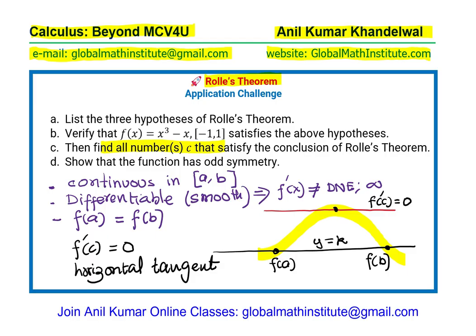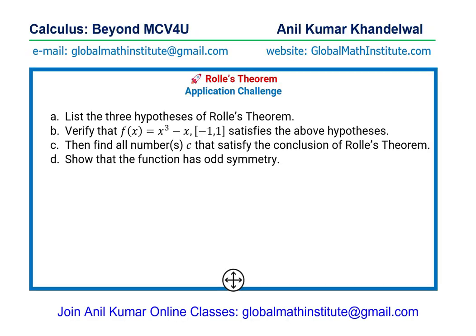Perfect. Now, let's do part B and verify that this function x cubed minus x within the closed interval minus 1 and 1 satisfies the above three hypotheses. We'll do it on a fresh page. Let's begin by taking up the function itself, which is f of x equals x cubed minus x within the closed interval minus 1, 1. Now, since the interval is closed, we know that the first condition is met, right? That is the first condition, which is closed interval.